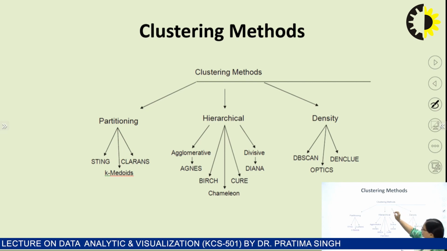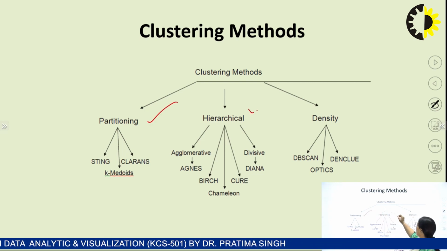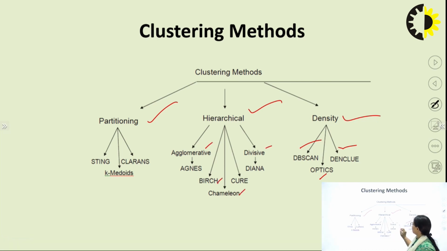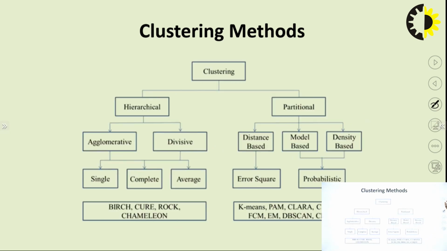So, what are the basic clustering methods? Partitioning, hierarchical, density. Good examples of density are DBSCAN, OPTICS, and DENCLUE, and hierarchical is agglomerative, BIRCH, divisive. All this we have done. Partitioning: STING, Clara method. I have a numerical that we will do with K-means clustering and agglomerative. Based on this, we will do some examples.